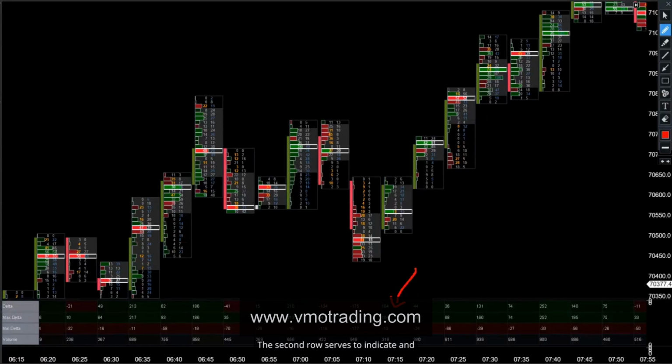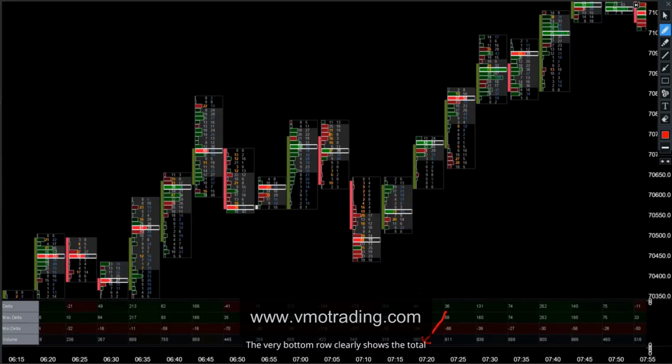close of the candle. The second row serves to indicate and highlight the maximum positive delta that was actively developed and recorded throughout the entire duration of the candle. Accordingly, the third row is designed to illustrate and display the absolute lowest negative delta value that had been established and formed during the entire course of the candle.